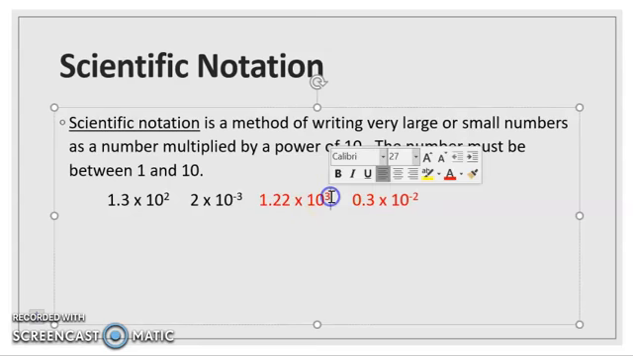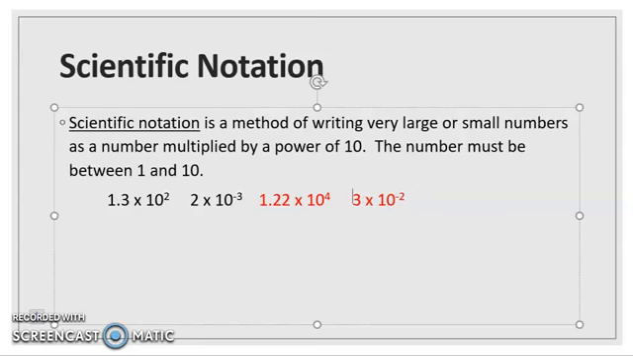1.22, but then I just need to change my power to reflect the move that I did. So I moved the decimal one place to the left, so I would go up by 1 on my power. In this one, I'm going to move my decimal one place to the right to just get 3, and then I just go down by 1 on this power. Negative 3. So that's what scientific notation is.